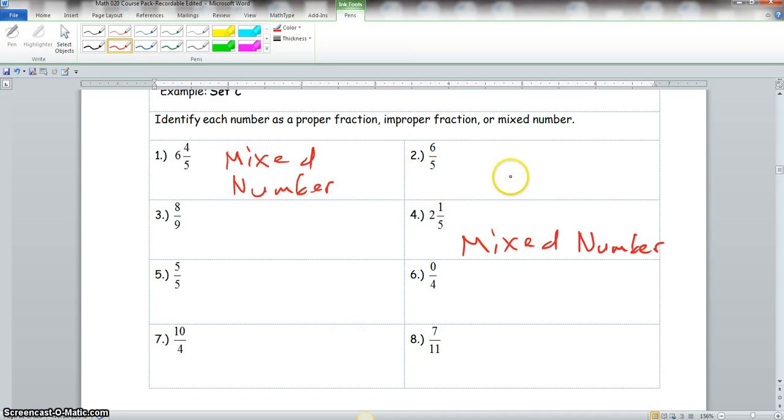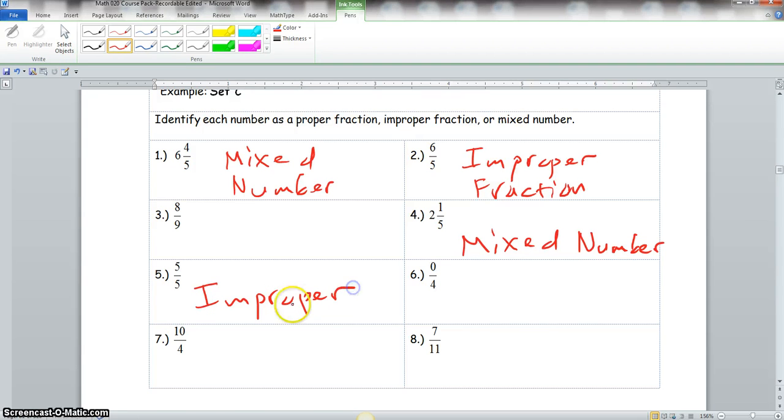Now, let's look here. 6 over 5. What type of fraction is this? Is it proper or improper? Okay, now since your numerator is larger than your denominator, we know that this is an improper fraction. So let's find all the improper fractions. Remember, for improper fractions, the numerator has to be larger than or the same as the denominator. So number 5 is also improper. And also number 7.